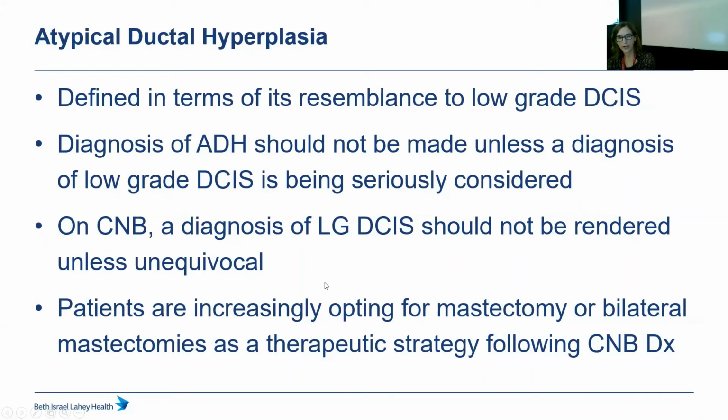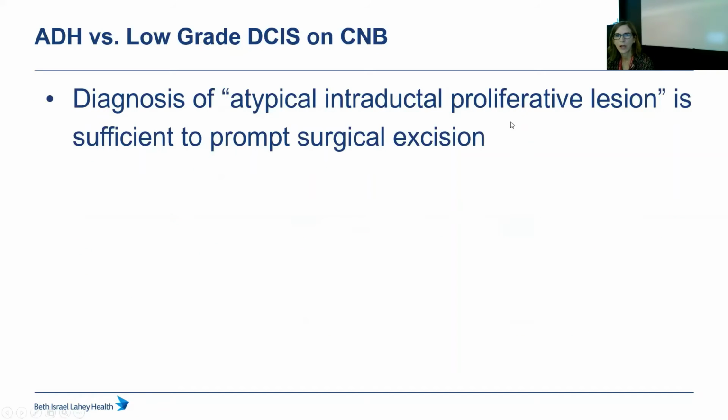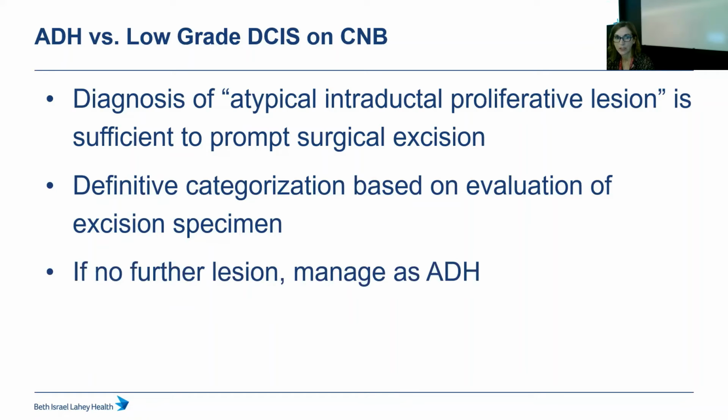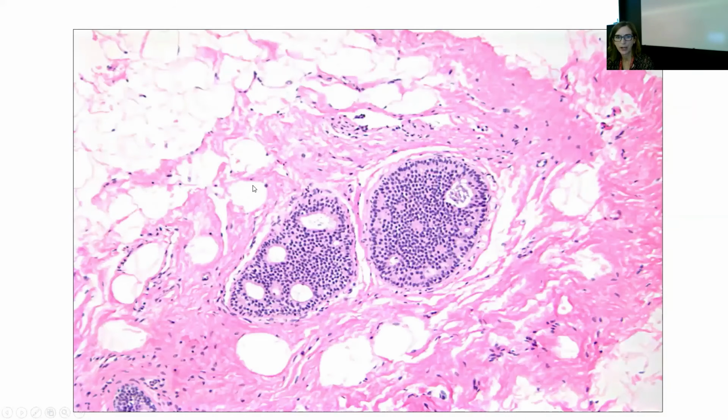In the US, as I've already mentioned, patients are increasingly opting for mastectomy or even bilateral mastectomies as a surgical strategy following core needle biopsy diagnosis. So if you have a lesion of limited extent and low cytologic atypia, patients may end up with bilateral mastectomies and you may have nothing more. So what we advise is a diagnosis of atypical intraductal proliferative lesion. You could say bordering on DCIS, that is sufficient to prompt surgical excision. Then your definitive categorization can be based on evaluation of the excision specimen, and if there's no further lesion, the patient could be managed as atypical ductal hyperplasia.